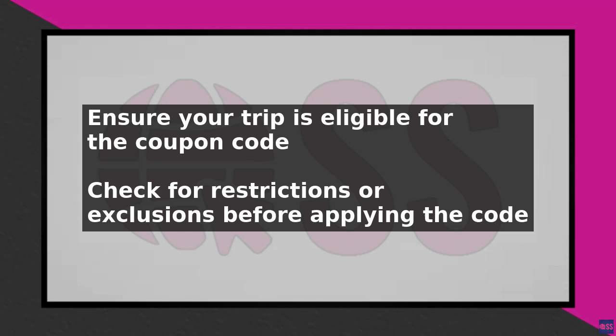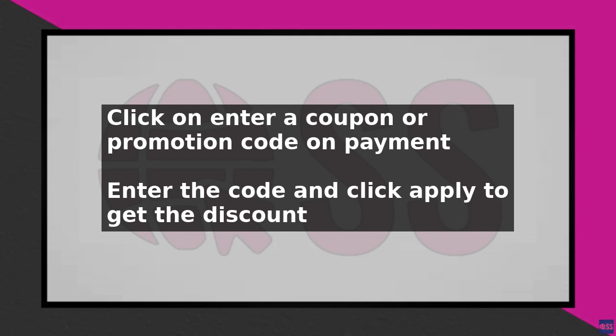To apply a coupon code, ensure your trip is eligible, as some codes may have restrictions or exclusions. If given the option to pay now or later, choose to pay now. On the payment page, click on Enter a coupon or promotion code, enter the code, and click Apply. Then, continue with the booking process as usual.